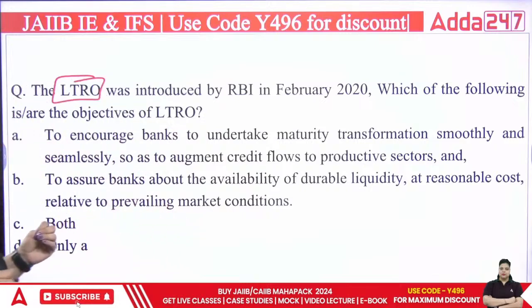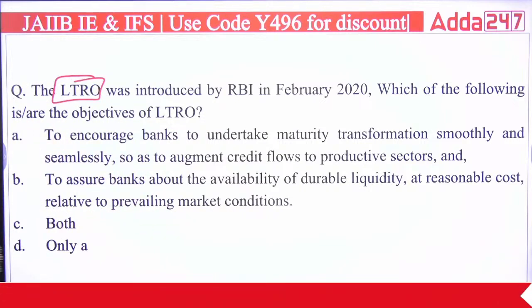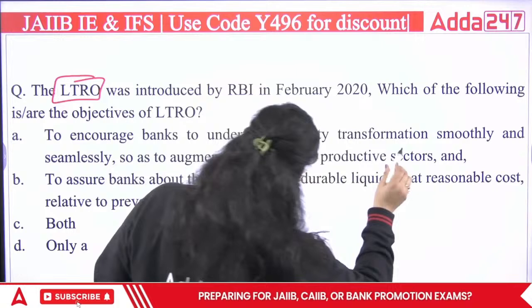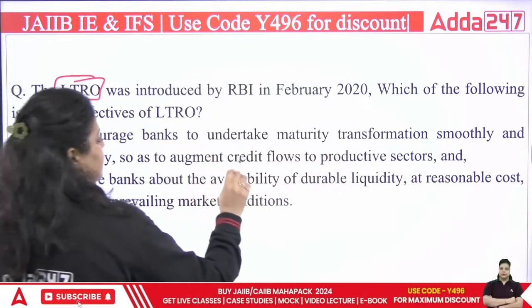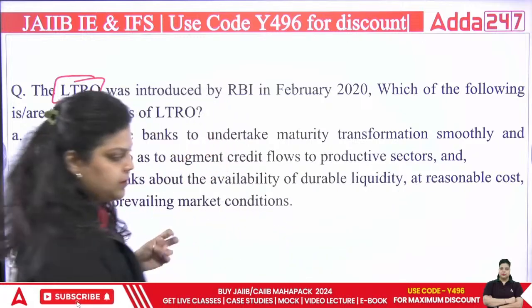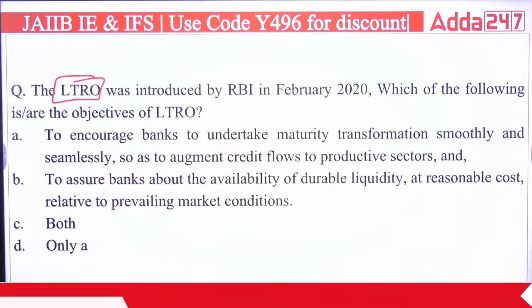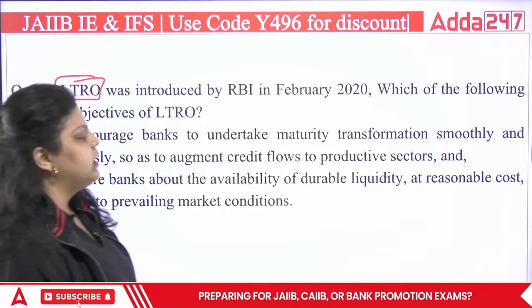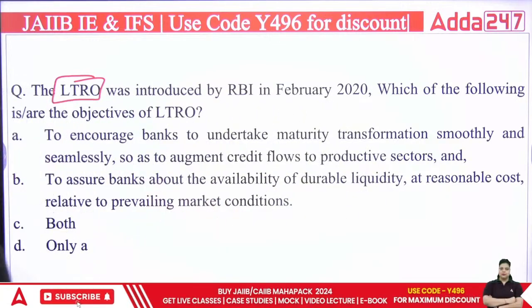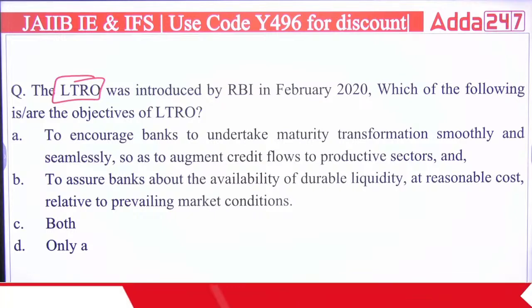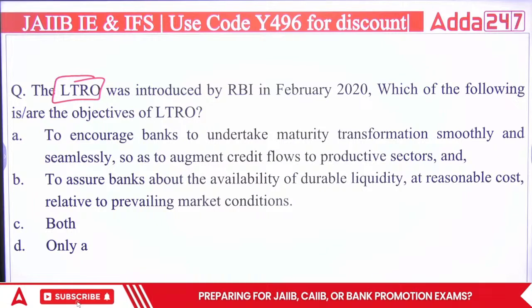Okay, so first is saying to encourage banks to undertake maturity transformation smoothly and seamlessly so as to augment credit flow to productive sectors. Second, to assure banks about the availability of durable liquidity at reasonable cost relative to prevailing market condition. Third is both, and fourth is saying only A. So out of these, what do you think, which of the following is correct?